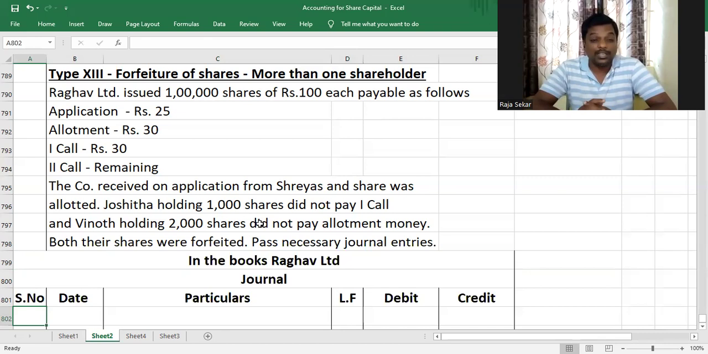The company received application. Oh, there is a problem here. Just give me 1 second. Small error. Okay.